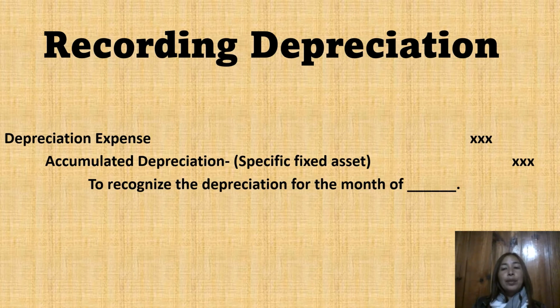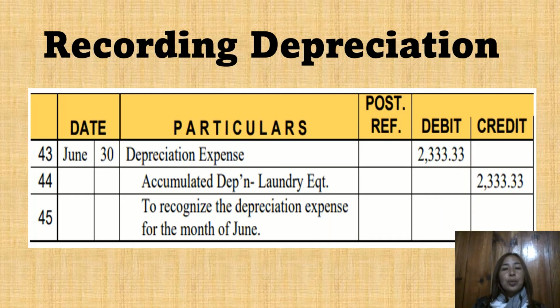So if we're going to journalize, yung kanina kay ALS, eto na siya. We have the date. We debit depreciation expense for the amount of 2,333.33 and then credit accumulated depreciation laundry equipment. So yan, in-specify natin yung ating fixed asset. And for the same amount, 2,333.33 and the explanation to recognize the depreciation expense for the month of June. Kasi para sa June yung ating kinompute. Ganyan lang yung pagre-record ng ating depreciation.